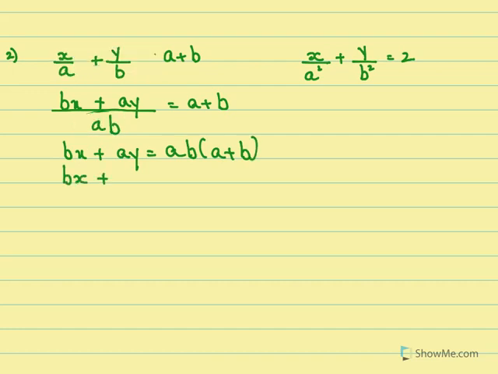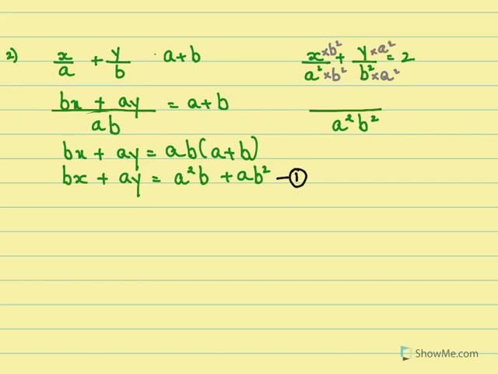We open the brackets, so we have bx plus ay equal to ab into a, which is a square b, and ab into b, which is ab square. I will term this as equation 1. Now in the next one, again the LCM we see is a square b square. So I need to multiply this first by b square, because the LCM is a square b square. Multiply this also by b square. Here we have b square, so I have to multiply by a square. This also multiply by a square. So I will get here b square x plus a square y equal to 2.